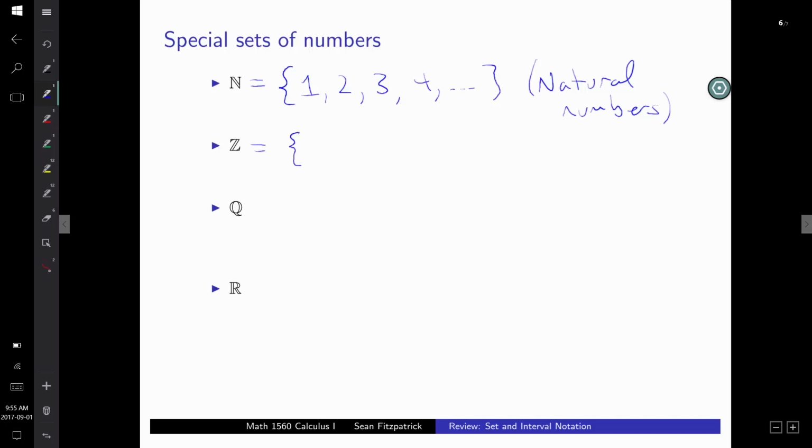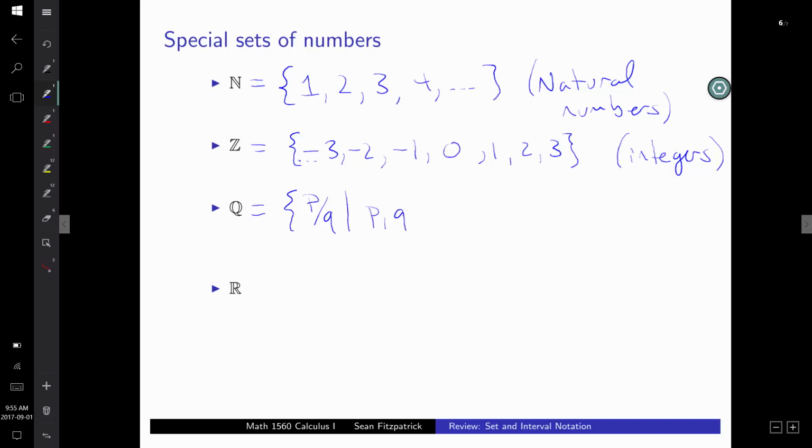The integers: you take the natural numbers, you throw in all the negatives, and you also throw in 0 if it's not already there. So -3, -2, -1, 0, 1, 2, 3. The rational numbers we've already seen. These are all your fractions, so this is the set of all things of the form P over Q, where P and Q are integers and Q is not equal to 0.